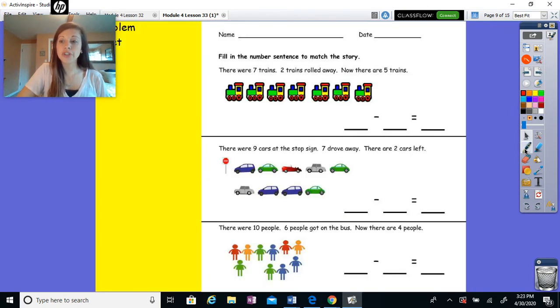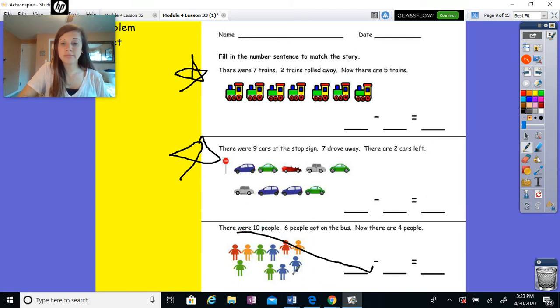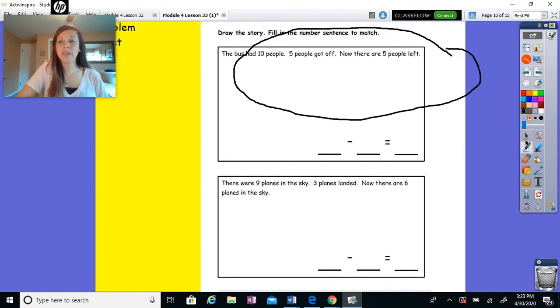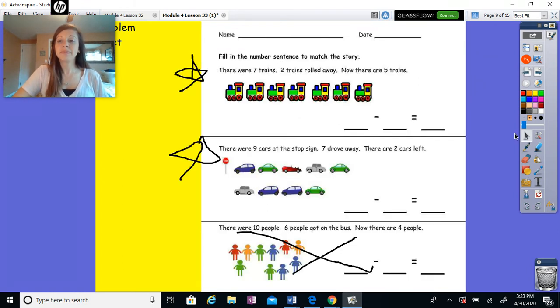Ms. Dolphin is going to do 2 problems with you. So this one and this one. We're not doing this one. And then on the next page, Ms. Dolphin assigned this problem for you to do on your own. So you will be getting that in your messages. But let's do these 2 together first.